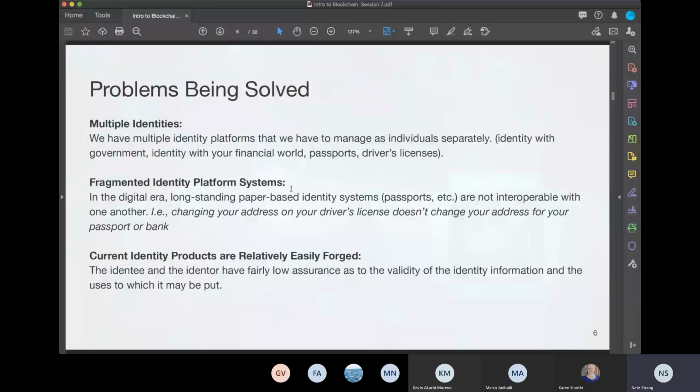And a third problem is that because we're living in a digital era and still relying on outdated and paper-based systems most of the time, these identity products, even our driver's license and our passports, are pretty easy to forge. And in any case, there's pretty low assurance that any given document is authentic.